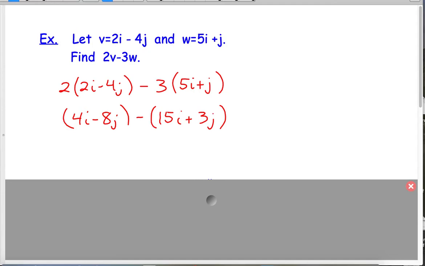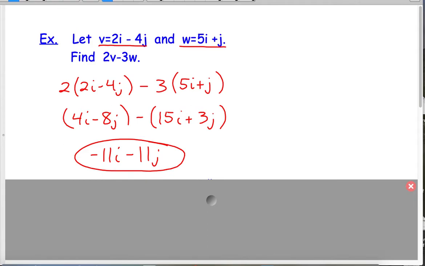So we're going to have 4i minus 15i is negative 11i. And negative 8j minus 3j is negative 11j. Now since the original problem was written as a linear combination of i and j, it makes sense that my answer should be in terms of i and j.